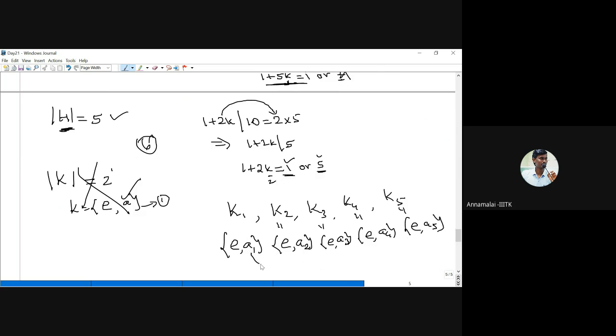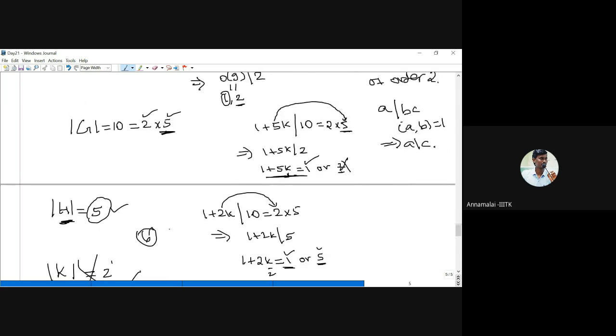So the order of each of these should be 2. The order of A1 is 2, the order of A2 is 2, the order of A3 is 2. Every non-identity element is of order 2. So here, how many non-identity elements do we get? Already we found that 5 elements are there in H. Now we find an extra 5 elements. Therefore, 5 plus 5 is 10. So totally we tally the group order.